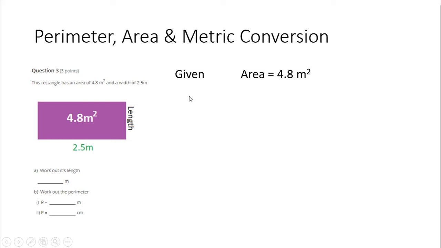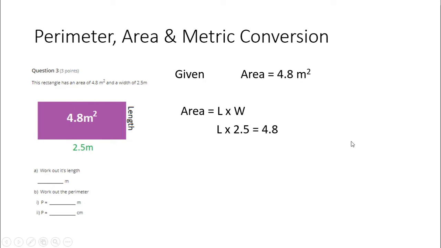So given the area is 4.8 meters squared, we'll start with area is length times width, which means that length times width must be 4.8. Now, as I said, we know what the width is, it's 2.5, and we know that the area is 4.8. So we've put those into the formula, and we just need to rearrange to find out what L is.